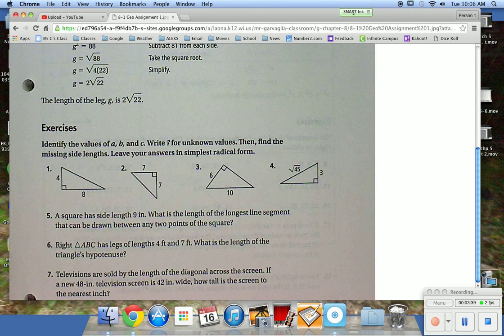So on the first side of this, it is going to ask you to find the missing side. So this one here, we know we're missing our hypotenuse. This one here, our hypotenuse is given, so we have to look for A or B, one of the two. Here the hypotenuse is given, and we have to look for, let's say, an A.